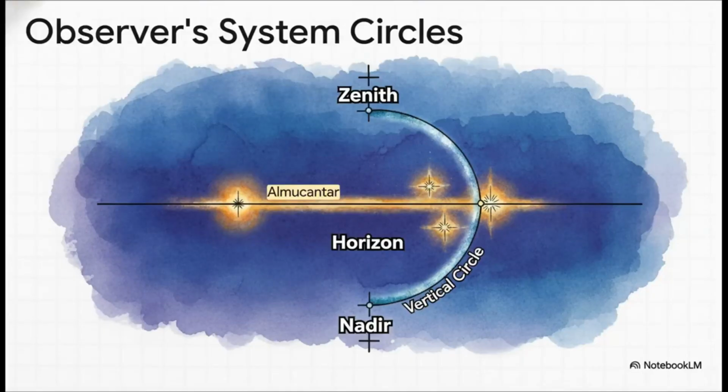Now, this local system gives us 2 important types of circles for taking measurements. First, imagine a circle drawn on the sphere parallel to the horizon, like a line of latitude. That's called an almucantar. Any star on that circle has the same altitude or height above the horizon. And how do we measure that altitude? We use a vertical circle. That's any great semicircle that runs from the zenith down through a star to the nadir.